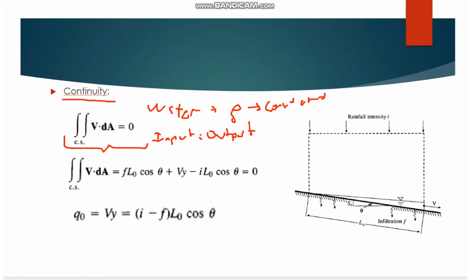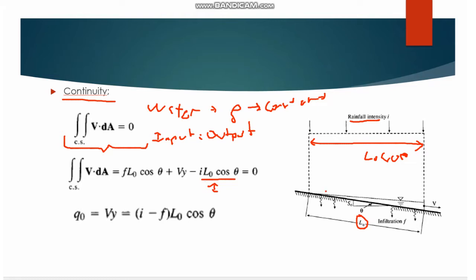What we are going to have as input is the rainfall intensity, I. So it's this length, L0, multiplied by cosine theta, which gives us this length, our cross-sectional area. So I L0 cosine theta is going to give us our input.